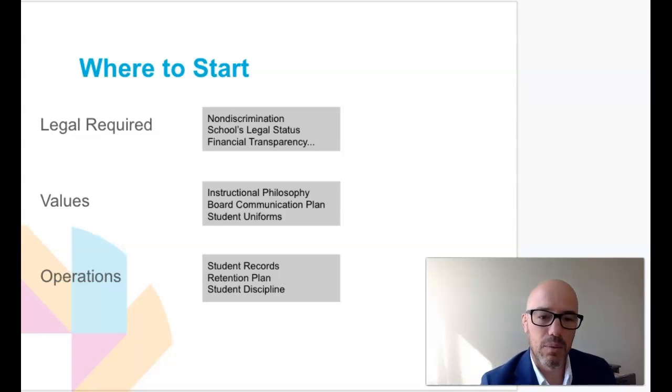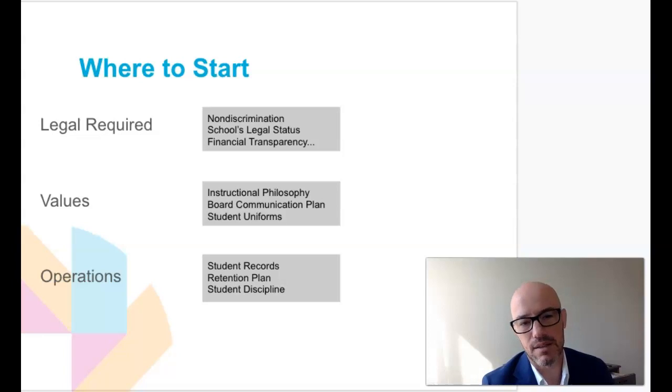Next, you really need to consider the values of your school, the instructional philosophy, how the board communicates its plan, and whether there should be things like student uniforms and different types of things that you want to be unique to your school. What do you value as a board? That's something that you really need to consider.